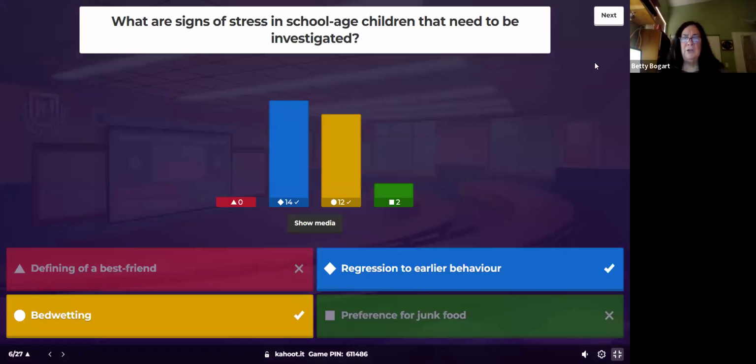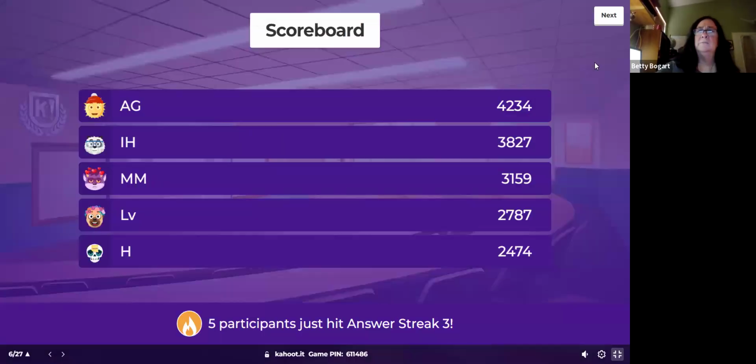So, school age children that are starting to bedwet, there's a problem. Is it emotional or is it diabetes insipidus, diabetes mellitus? Is it a urinary tract infection? It must be investigated. Also, regressing to an earlier behavior means there's stress. Something's going on and we need to ask why. What's going on? What can I do to help you? Very good.